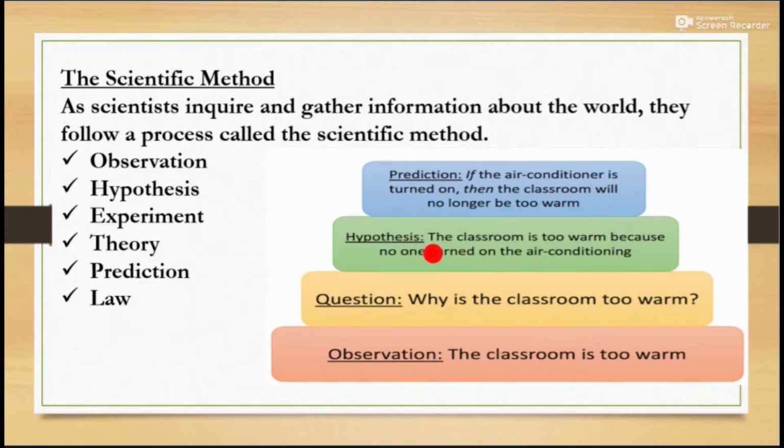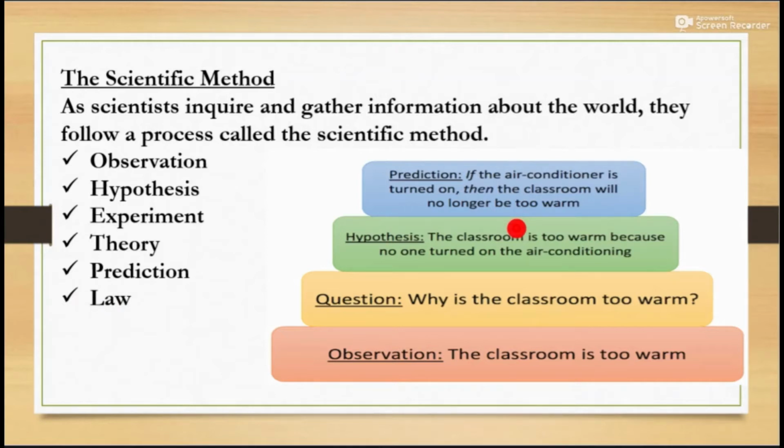And the hypothesis we create: the classroom is too warm because no one turned on the air conditioner. This is the hypothesis, the reason. Then we make a prediction: if the air conditioner is turned on, then the classroom will no longer be too warm. This is the prediction. Now these are the steps, and I will give you an example.